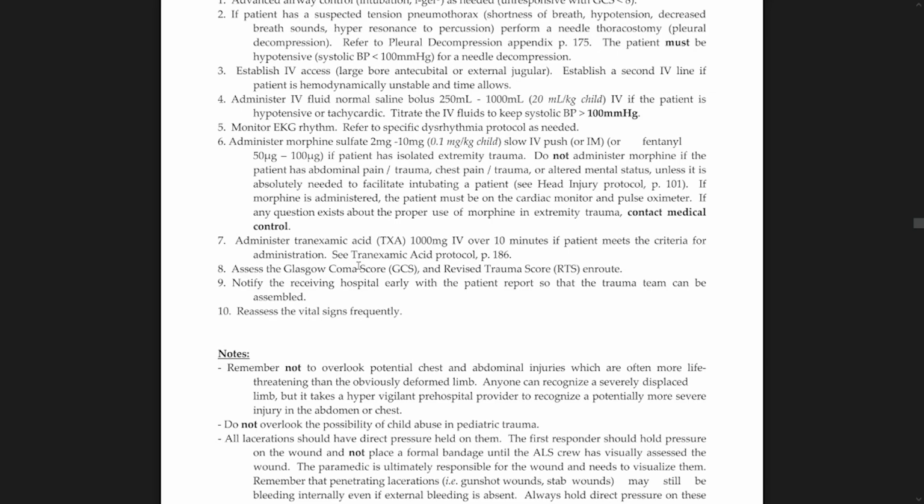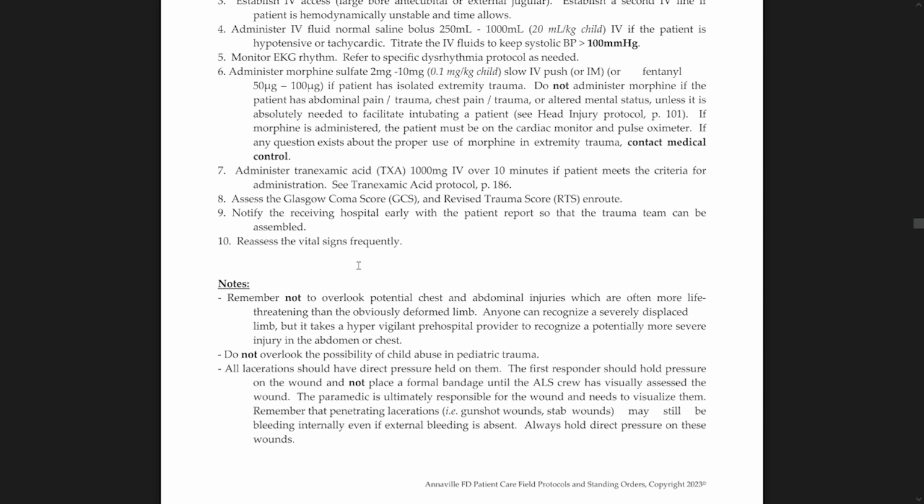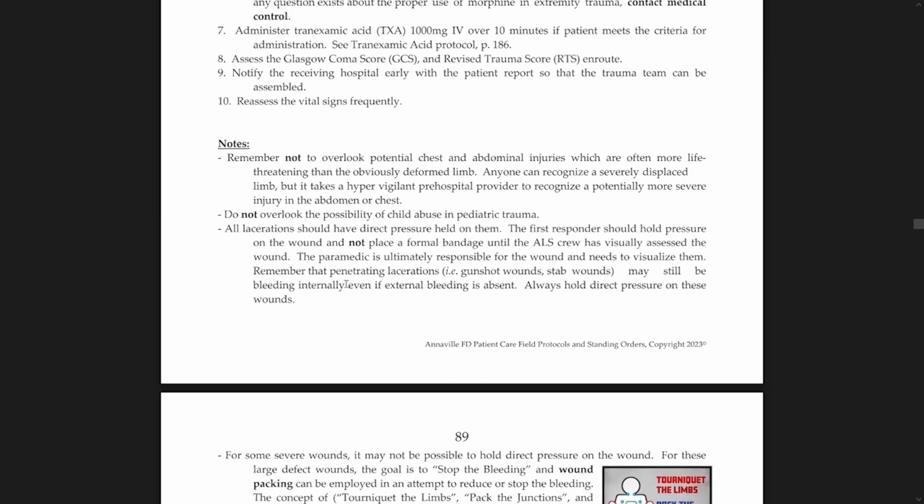Assess the GCS score and the revised trauma score en route. Notify the receiving hospital early with the patient report so that the trauma team can assemble. Reassess the vital signs frequently. Note, remember not to overlook potential chest and abdominal injuries, which are often more life-threatening than the obvious deformed limb.